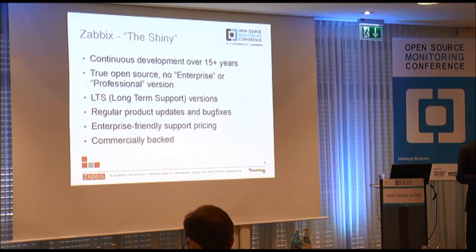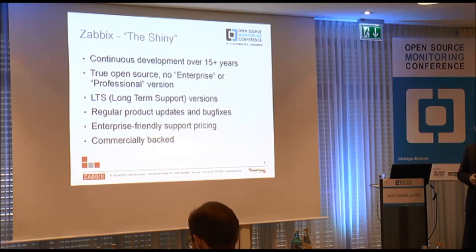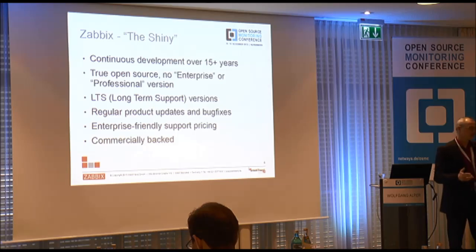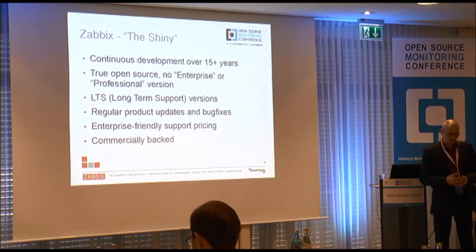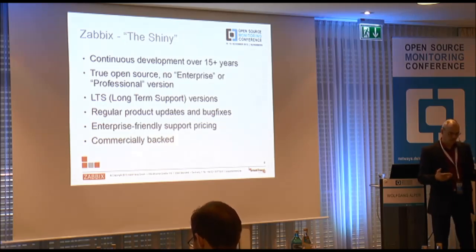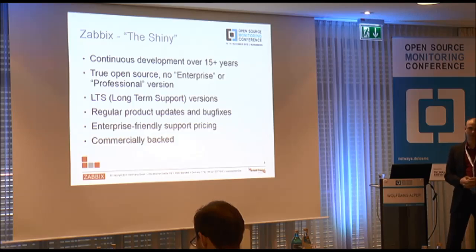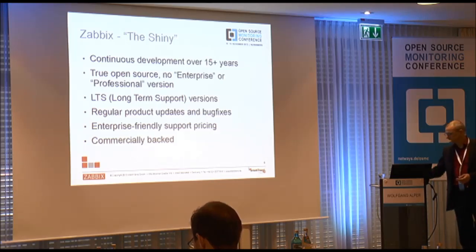On top of it, of course, there are regular bug fixes for the in-between versions, let me call them this way. There are regular bug fixes as well, of course, for the LTS stuff. For those using a network monitoring solution within the enterprise itself, it is more than reasonable to have a commercial backup and a commercial support contract that covers reaction times and so on, and bug fixes or issues you might have. All of this is covered in enterprise-friendly support pricing plans that are provided by Zabbix here. So that makes it shiny.